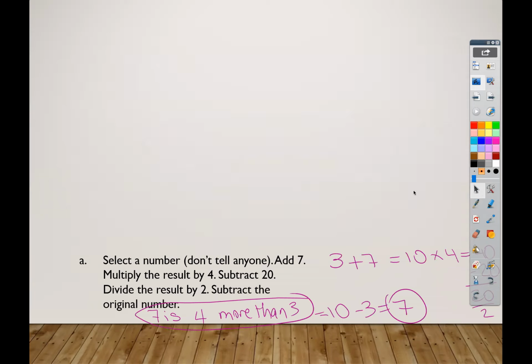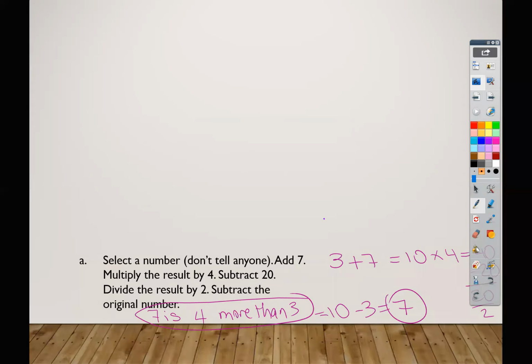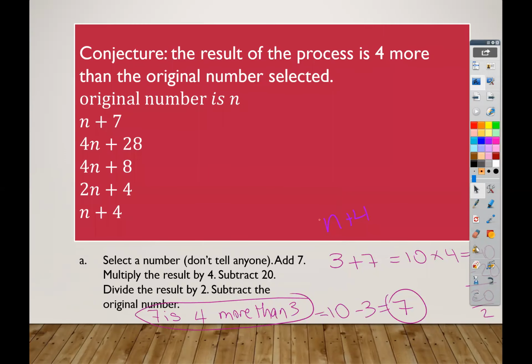Okay, so when I did this, select a number, don't tell anyone. So I selected 3, I added 7, I got 10, multiplied by 4, and I got 40. I subtracted 20, and I got 20, divided by 2, and I got 10. And then I subtracted the original number 3, and I got 7. So my conjecture was 7 basically is 4 more than 3, so I can say n plus 4 would give me my new number. And there you go. So that is what we found.